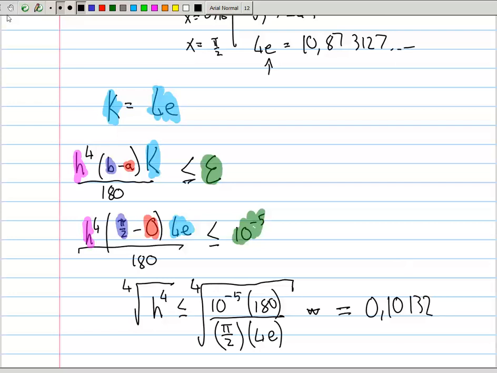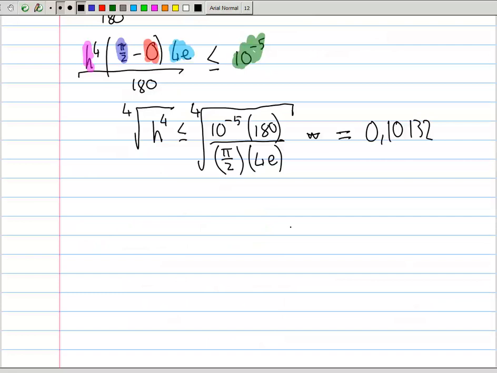So we now have what our h should approximately be. Bear in mind, I'm just going to rewrite this for clarity. Taking a fourth root both sides, we land up with h on this side, less than or equal to 0.10132. Important to note, we're still working with an inequality. So we haven't determined what our h is yet, we've determined what it has to be less than.